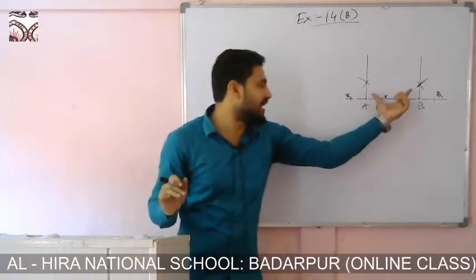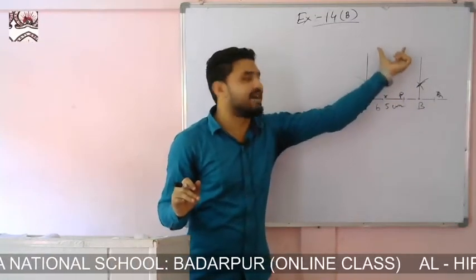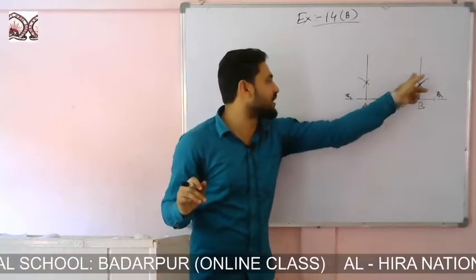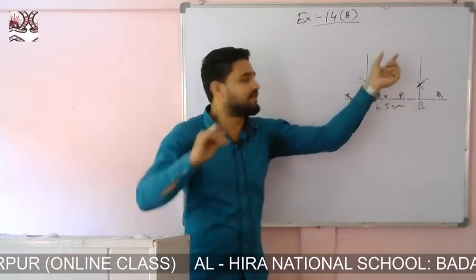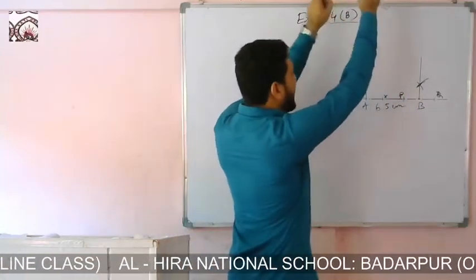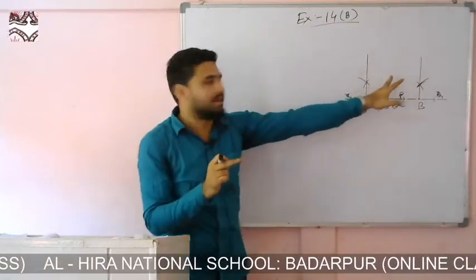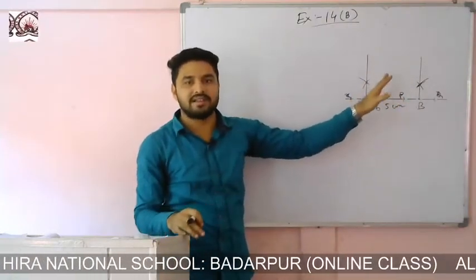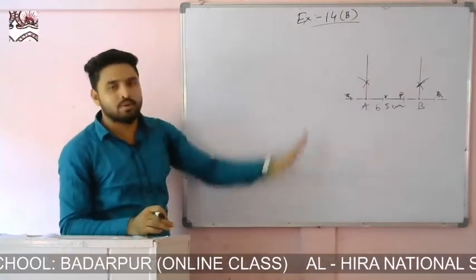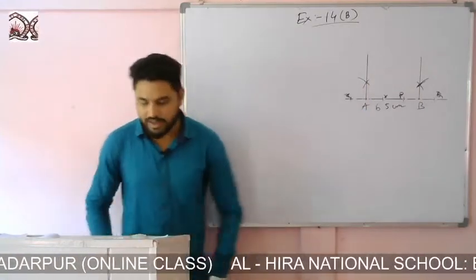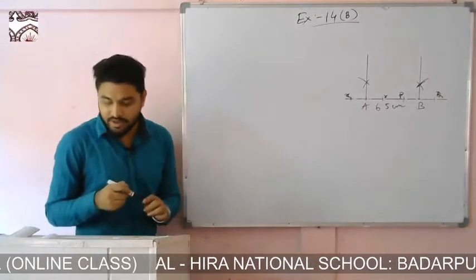So from the figure you can see that these two lines never intersect and the distance between the two lines is the same. That means the gap between the two lines is the same, and they will go like this and never meet each other. So we can say that these two lines are parallel lines. Now we have to write the construction.